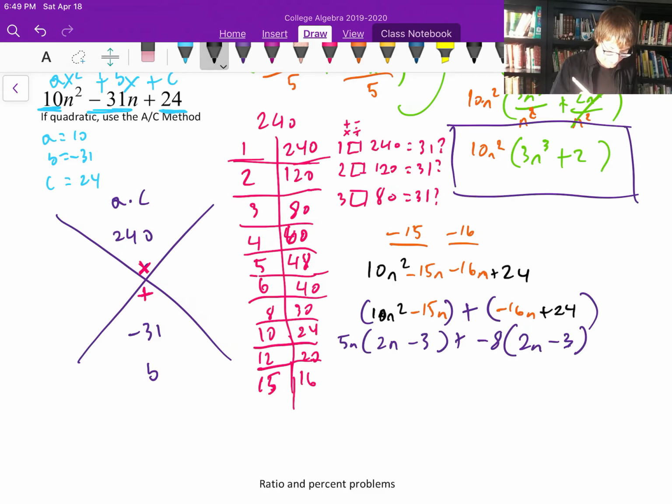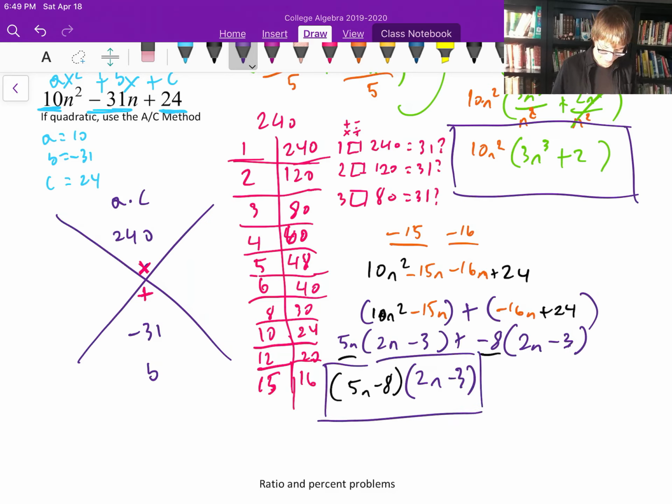So the stuff on the outside of the parentheses is our first answer. So we get 5n minus 8. That's our first bit. And the second bit is just the stuff inside the parentheses, 2n minus 3. And that's it. That's the full answer. The stuff outside the parentheses is the first part of the answer, and the stuff inside the parentheses is the second part of our answer. Okay, great. And that is how you factor those problems.